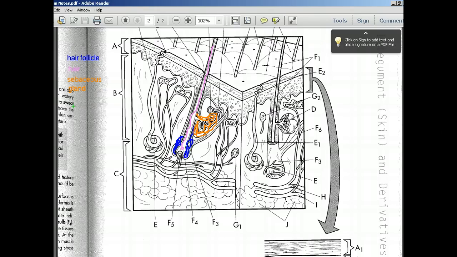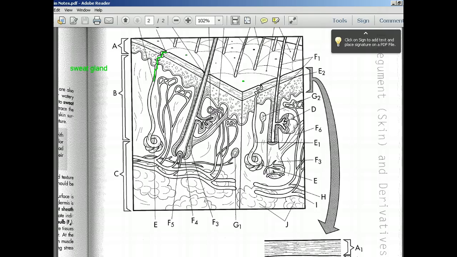The last accessory organ to the skin that we're going to talk about is the sweat glands. So the sweat glands are located near the hair follicles. They can be far away. And they start with these little pores here on the surface. So that's part of a sweat gland, and that's part of a sweat gland. Here's the entrance to the sweat gland.